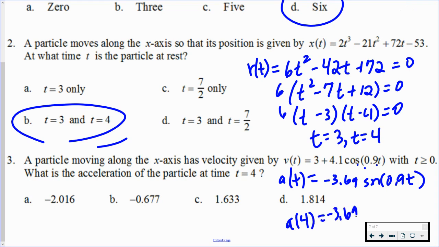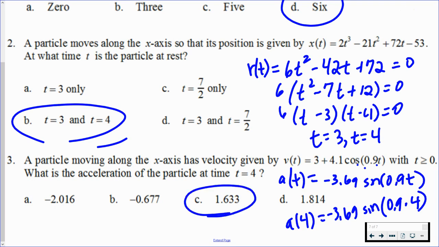So negative 3.69 times sine of 0.9 times 4. Guys, on your calculator, make sure you are in radian mode. Everything we do will be in radian mode. There will not be a single thing where you will have to change that. We will always be in radian mode on our calculators. When we do that, we should get 1.633.